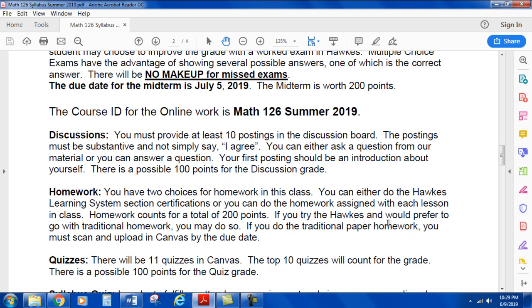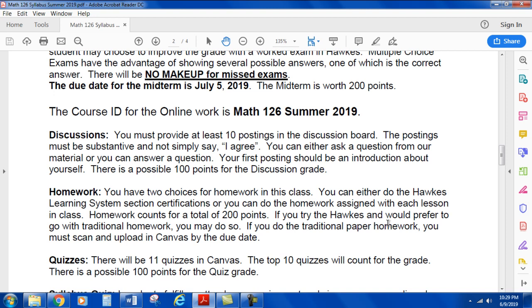Discussions. You must provide at least 10 postings in the discussion board. The postings must be substantive and not simply say "I agree." You can either ask a question from our material or answer a question. Your first posting should be an introduction about yourself. There are a possible 100 points for the discussion grade.